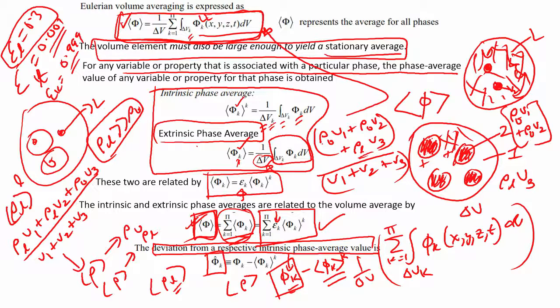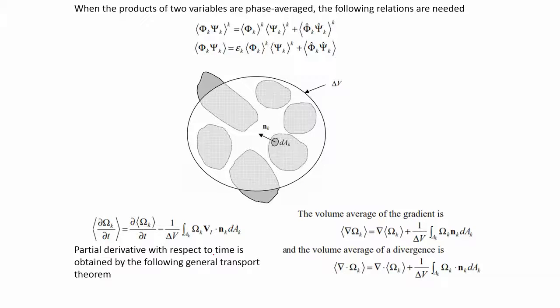Okay. So, there are three key concepts that we have found. One is what is a volume average, what is an intrinsic phase average, what is an extrinsic phase average, how these intrinsic, extrinsic and the volume averages are related to each other, and lastly we have found out what is called the deviation from a respective intrinsic phase averaged value, got it. Okay. So, these are several important things that we learned in this particular slide.